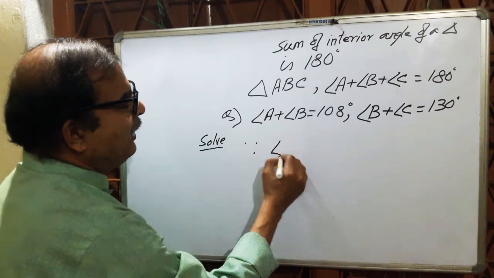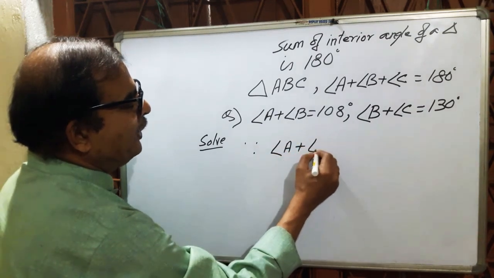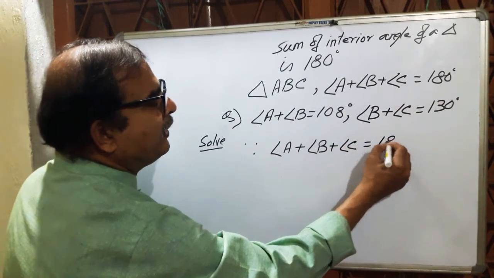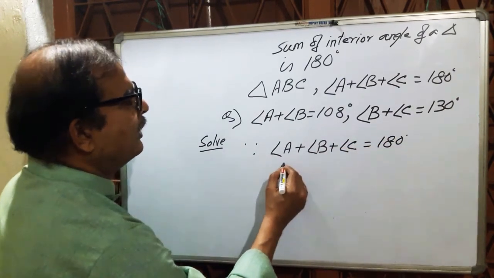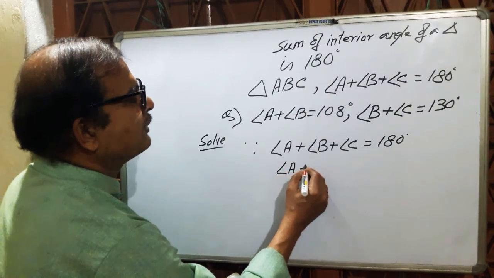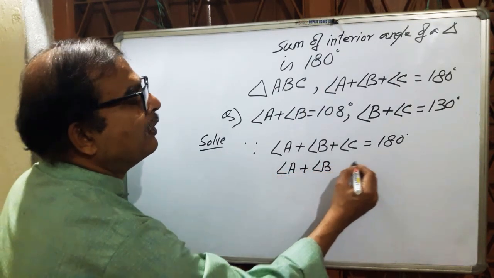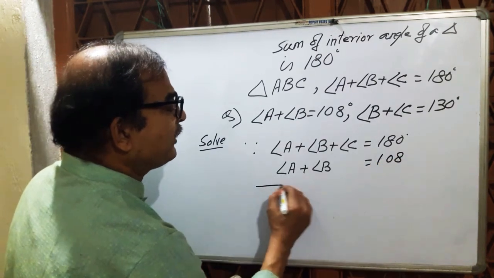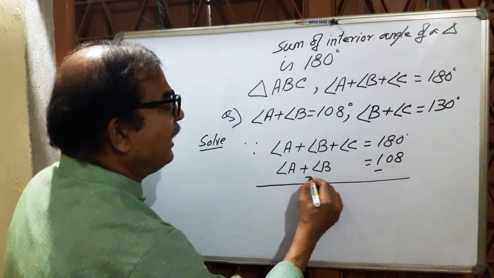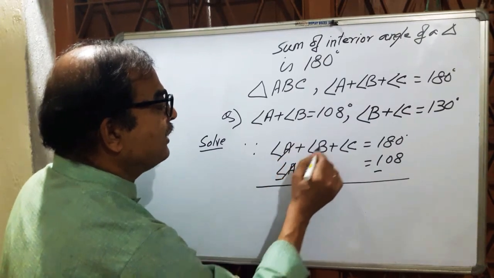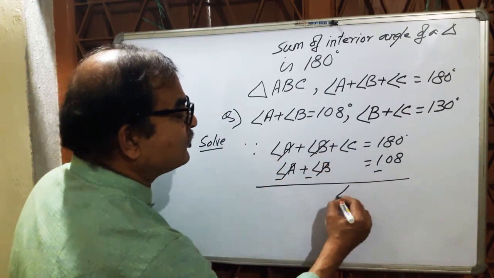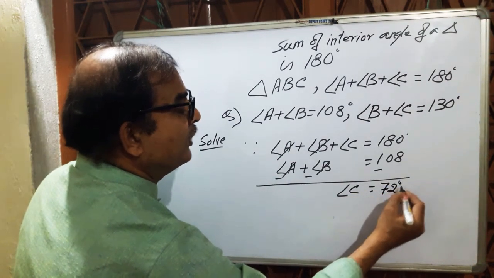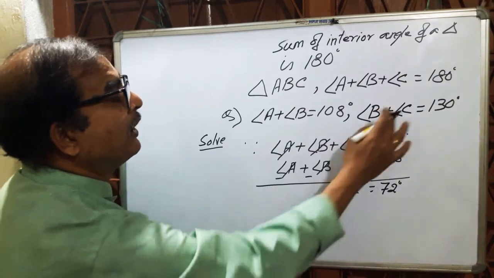when angle A plus angle B plus angle C equal to 180 degree, and given angle A plus angle B equal to 108 degree, you just subtract it, then you will get: A cancels A, B cancels B, only angle C equal to 72 degree. See, now you put this value here.